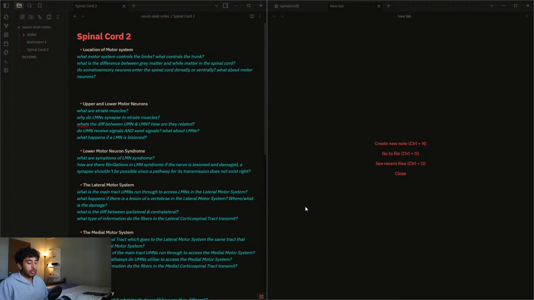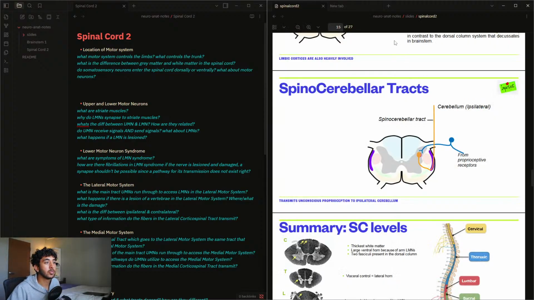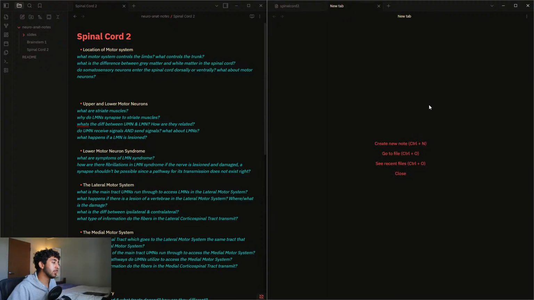However, the spinocerebellar tract is involved in fine motor control, and the dorsal column system is involved in proprioception. The spinocerebellar tract goes to the cerebellum. That one, let me double check. The cerebellum is ipsilateral, meaning one side, whereas the other two systems, the spinothalamic tract and the somatosensory cortex, are contralateral. So things involving fine motor control are isolated to either side.